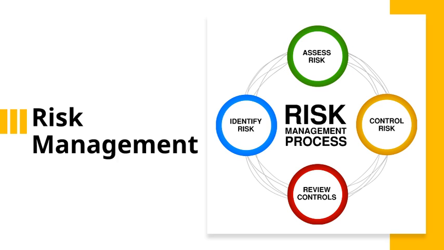Assess risk. Once risks have been identified, the next step is to analyze their likelihood and impact. This can be done through qualitative methods like risk matrices or expert judgment, or quantitative methods like statistical analyses and financial modeling. The goal is to understand the nature of each risk and its potential consequences.